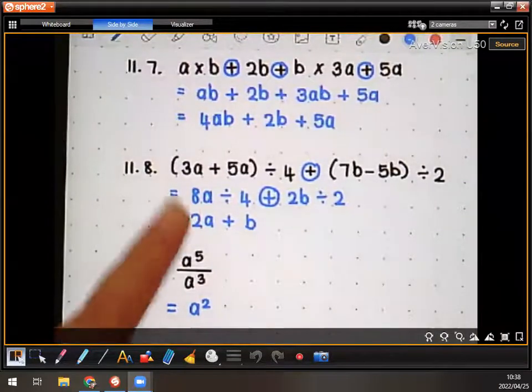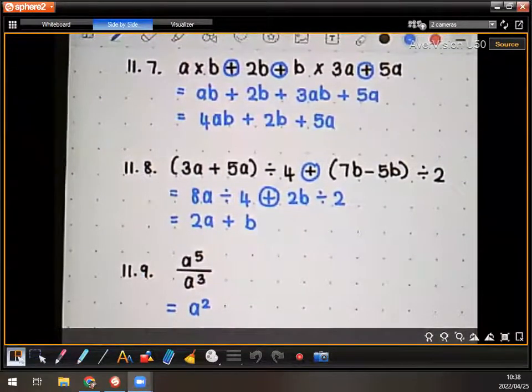8a divided by 4, are we okay with that being 2a? Right? And then 2b divided by 2 is just 1b. Now, are those two like terms, 2a and b? No, I can't add them. Okay, so that is my final.